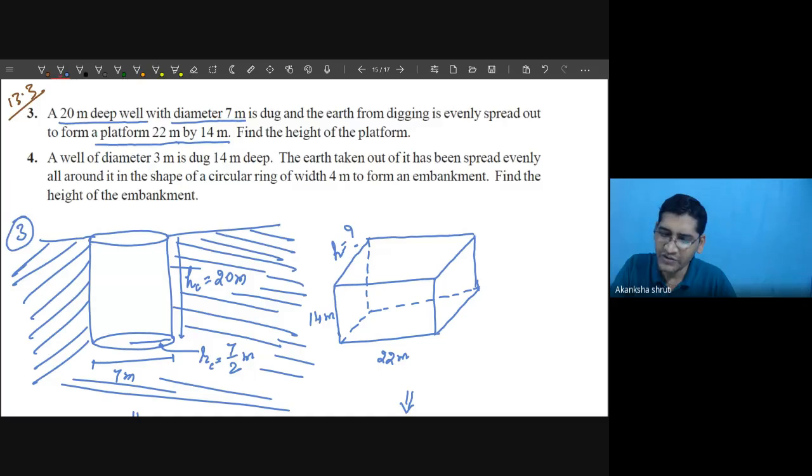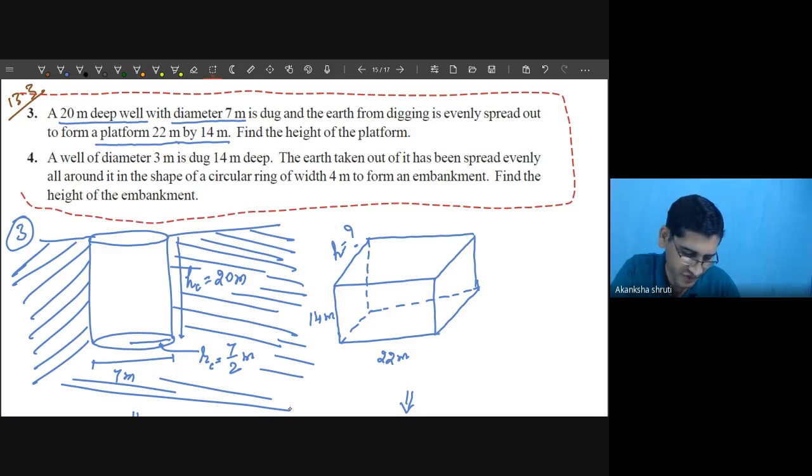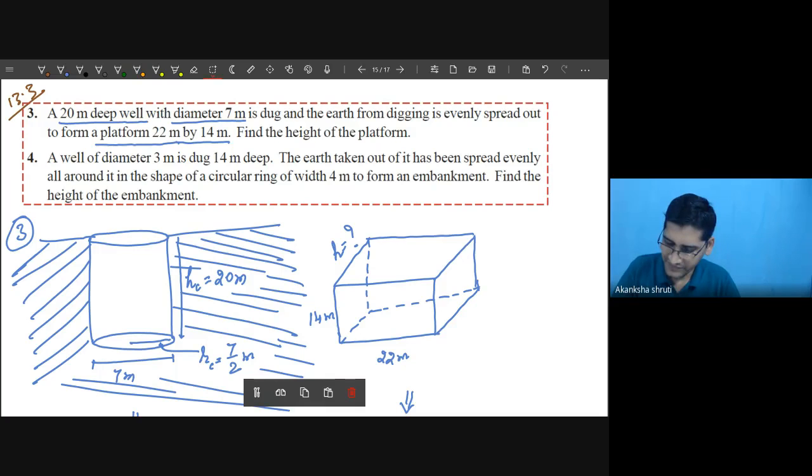The earth taken out is spread evenly all around it in the shape of a circular ring 4 meter wide to form an embankment. Find the height of the embankment. Can you calculate? It's also very easy, but many a time students get confused. So let me do this question number 4. Though it is easy, I'm giving you the hint.